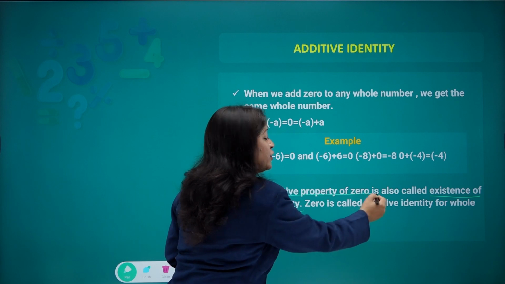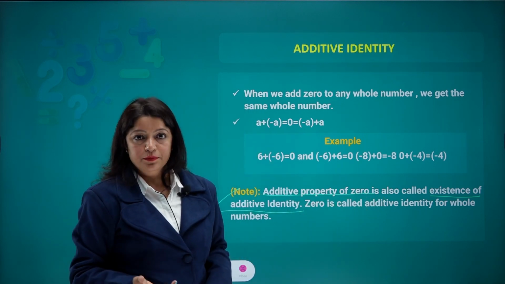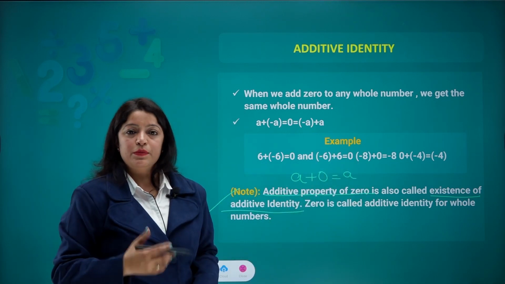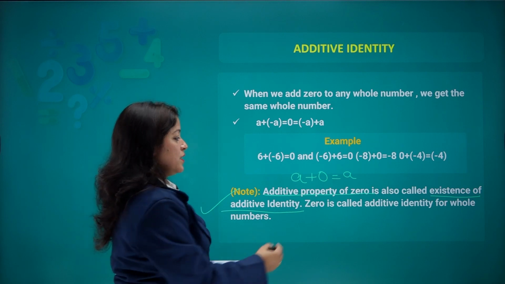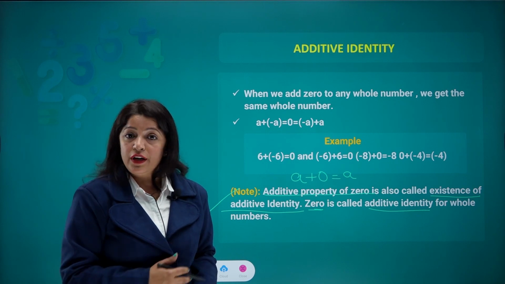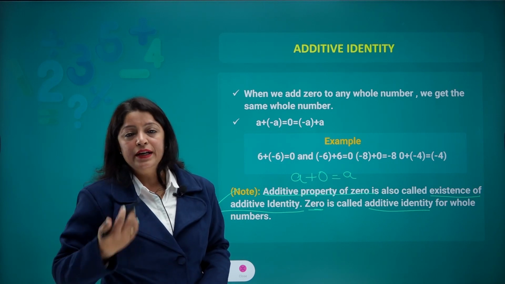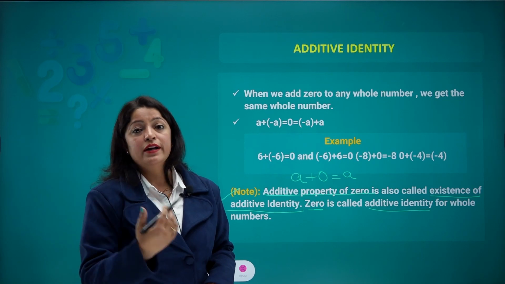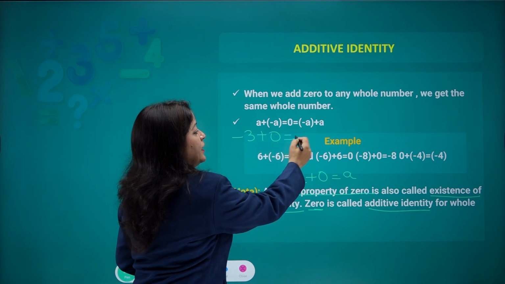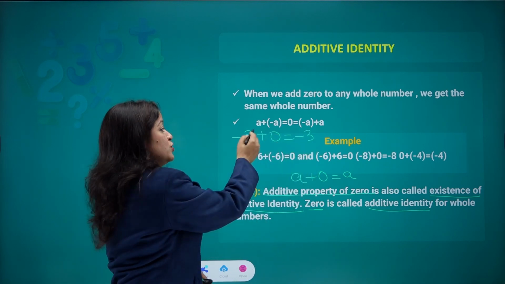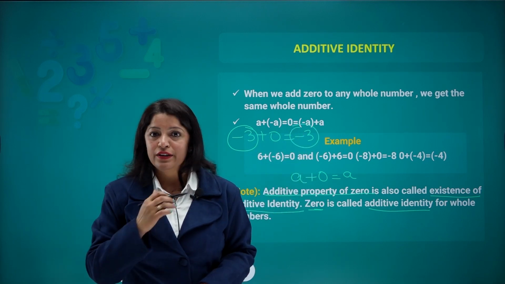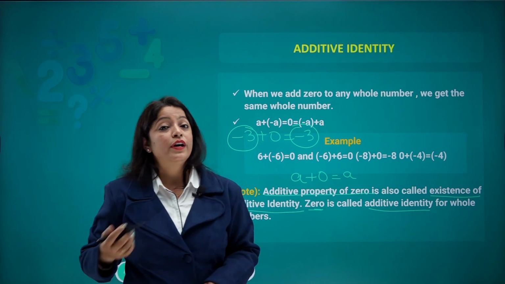So the additive property of 0 is what? When you add 0 to the number, right? Whenever you are adding 0 to a number, you are getting the same number. That means identity is not changing. And so we say 0 is called the additive identity for whole numbers. Is it true for integers also? Yes. To any integer, if you add 0, then we also get the same integer. For example, if I add minus 3 and 0, I get the same result. Identity of the original integer is not changed in this case. So 0 is a universal additive identity. It is true for whole numbers, it is true for integers also.